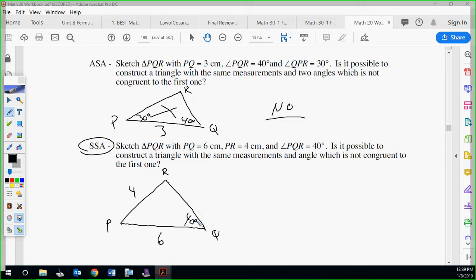So now, what side is the mystery? RQ. RQ, we have nothing to lock RQ to. And so that's kind of your tip that this is not a good congruent statement. SSA is not a good congruent statement.